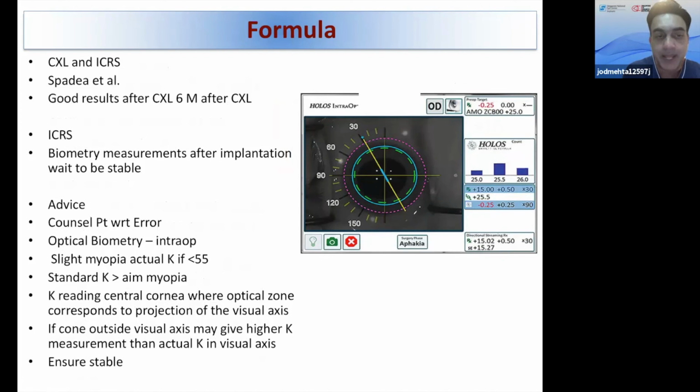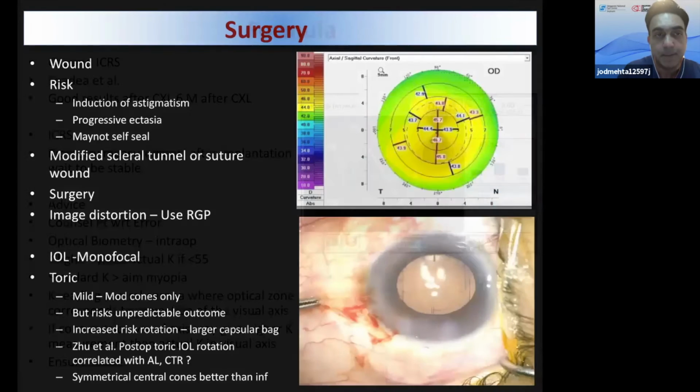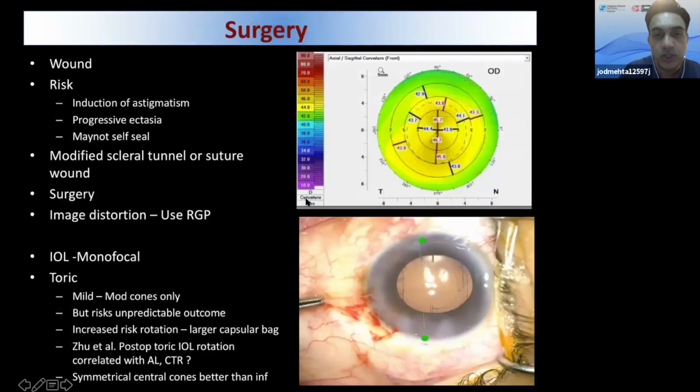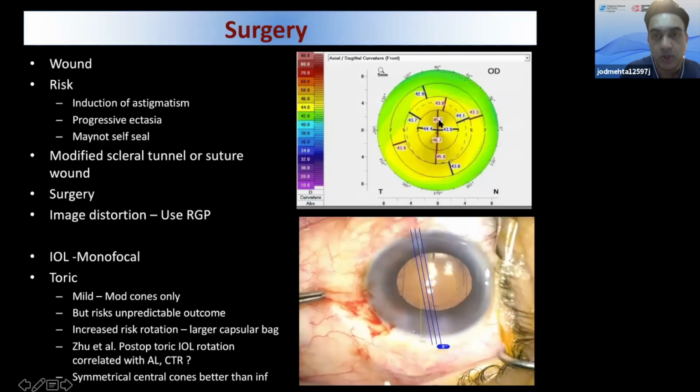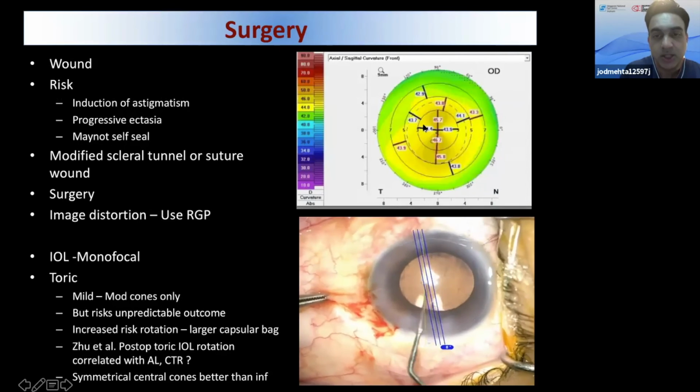Again, it depends a little on the positioning of the cone in relation to the visual axis. Obviously your central K readings, where your optical zone is, are going to have the most profound effect on your visual axis, which may not be where the steepest point of the cone is. So that makes it a little bit more tricky to do your calculations. But it's important when you're doing these keratoconic cases that they are stable. This is a patient of mine with keratoconus. You can see a little bit of asymmetry, almost a diopter across the central axis, using the Callisto, where we put the toric lens in.